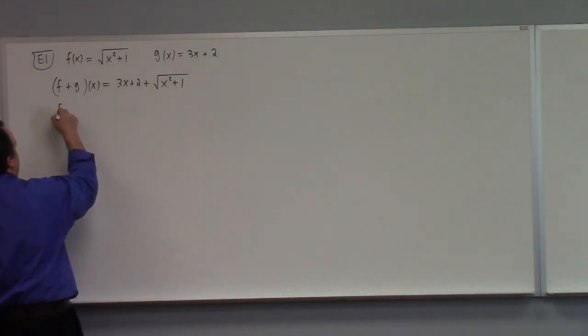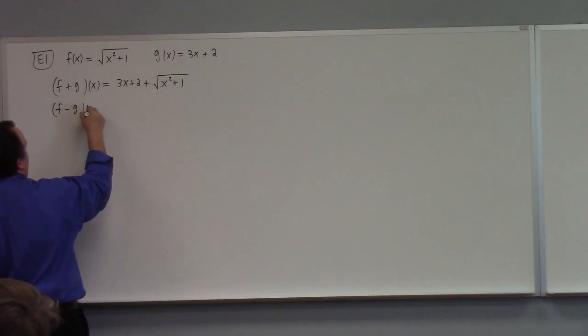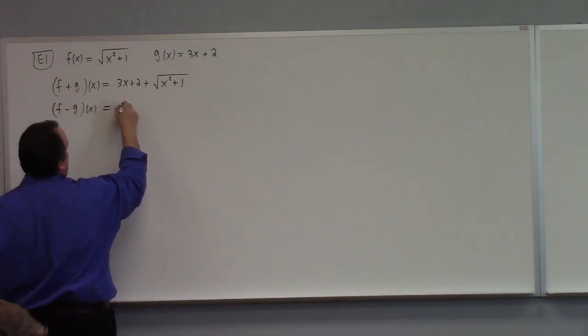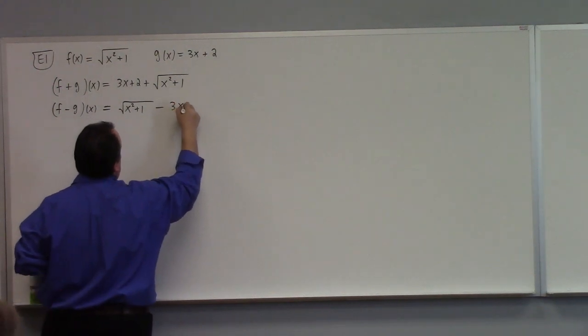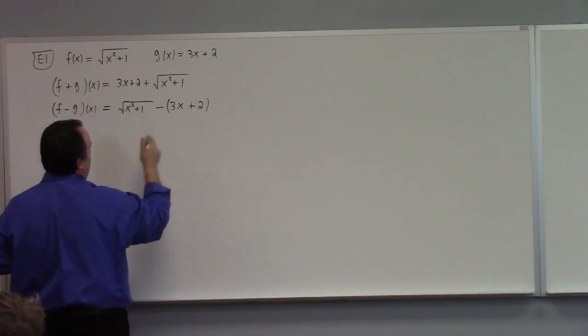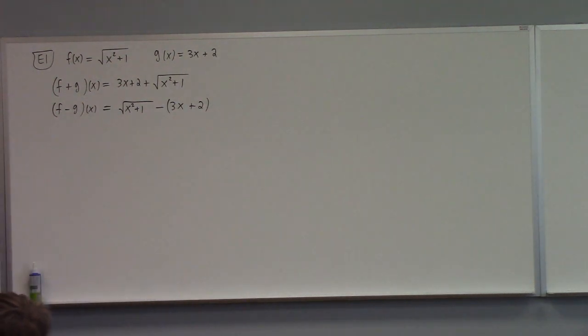If we do f minus g of x, then the order matters, right? So this would be the square root of x squared plus 1 minus 3x plus 2, in parentheses. I'll put the parentheses in here to emphasize that the minus has to distribute through the whole formula, right? So that would be f minus g of x.